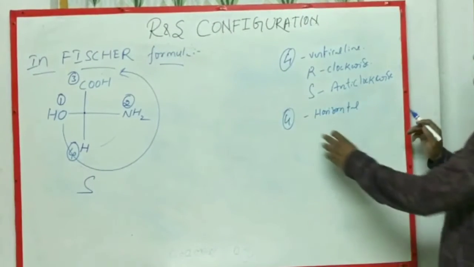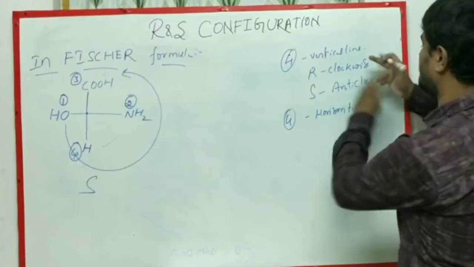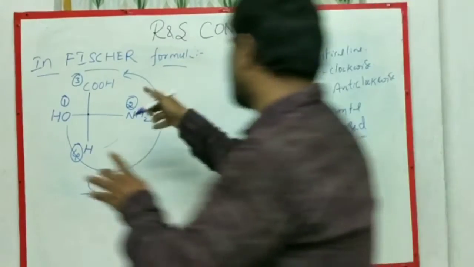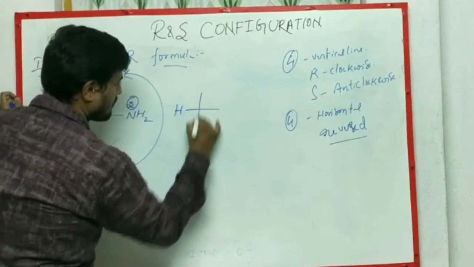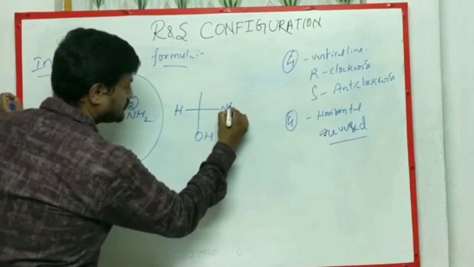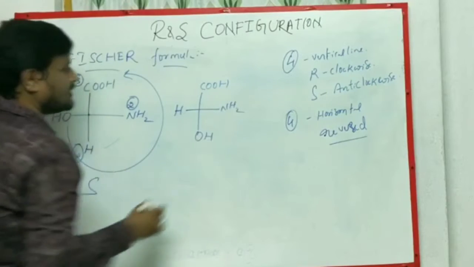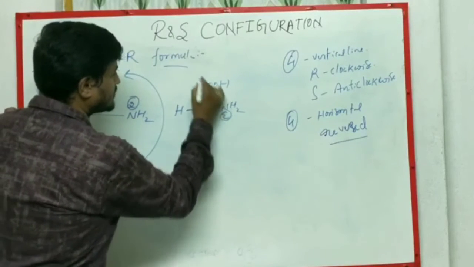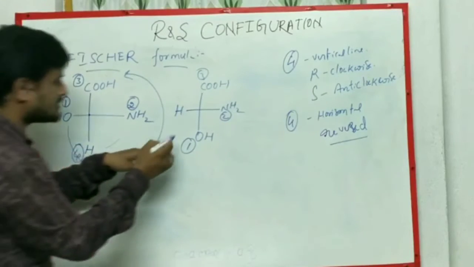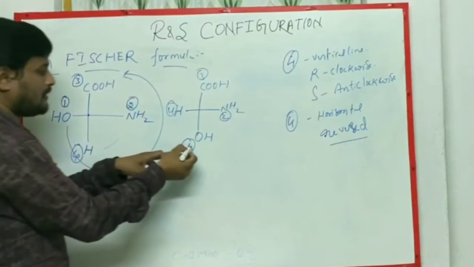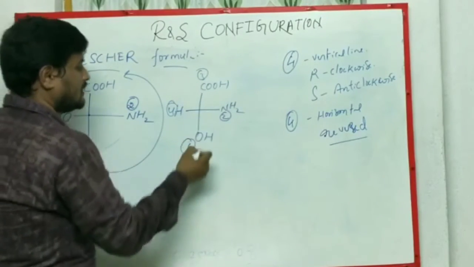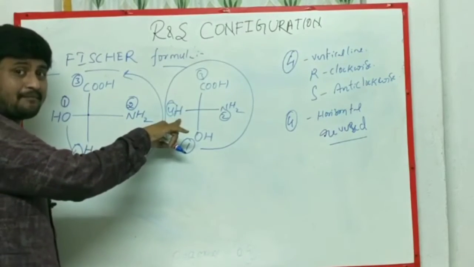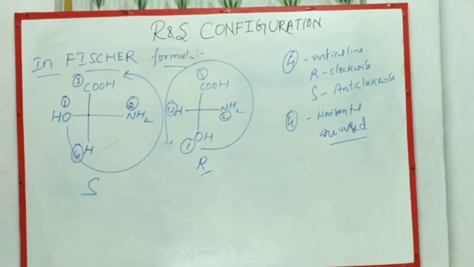Okay. The fourth priority group is at the horizontal line, so the configuration is reversed. Reversed configuration is observed. Here I am taking H, here OH, NH2 and COOH. First you have to give the priorities. First priority is this one, second, third. In that case the fourth priority is on the horizontal line. The direction 1, 2, 3 here means S, but because the fourth priority is on a horizontal line, it is R.